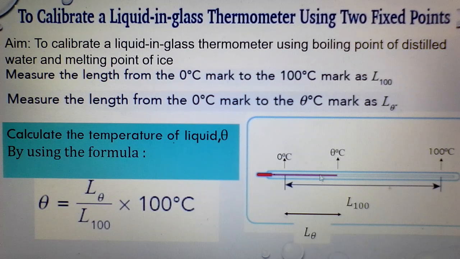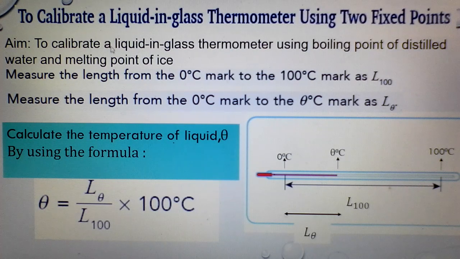Let's say we want to use the thermometer to determine the unknown temperature of a liquid. We put the thermometer into the liquid, and you can see the level of the mercury column rise up in the thermometer. Then you mark it as theta degrees Celsius. We want to find that theta. So measure the length from the 0 degrees Celsius mark to the theta mark and label it L theta. Now we can calculate the temperature of the liquid, theta, using the formula theta equals L theta divided by L100, multiplied by 100 degrees Celsius. So actually it's like a proportional formula. This is how we determine the temperature of an unknown liquid.